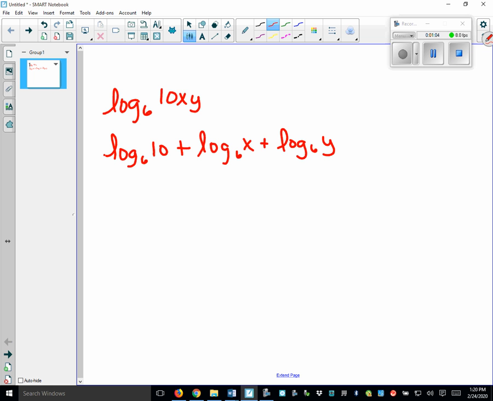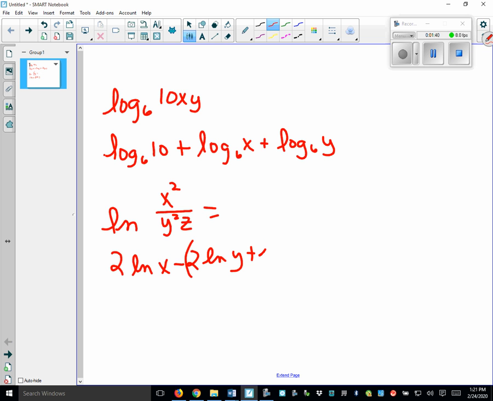Yeah. So what if I have ln of x squared over y squared z? How would I write this in expanded form? 2 ln of x minus 2 ln of y, plus ln of z. Well, if I do plus, then it has to be this with parentheses, right?